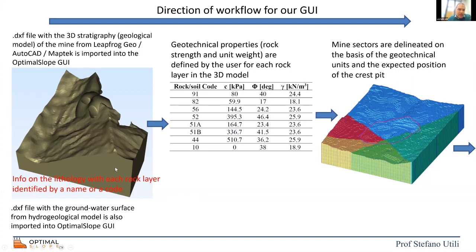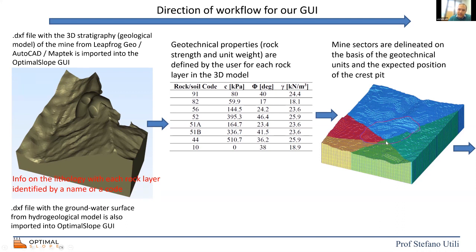So let's say you start with a stratigraphy. Typically it will be a 3D stratigraphy that comes from a geological model, say from Leapfrog Geo, or from AutoCAD, or Maptek, whatever. Now this stratigraphy can be imported into our graphical user interface. Sometimes the stratigraphy may not have all the geotechnical properties, so we also want the ability to include them if they're not there. And by geotechnical properties, I mean the strength of the rock and the unit weight.